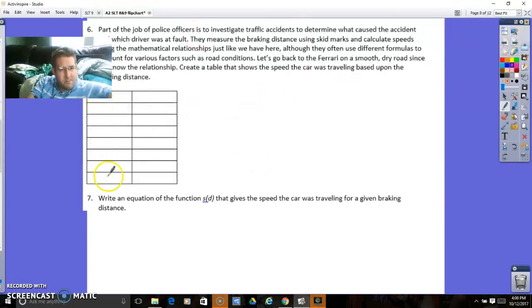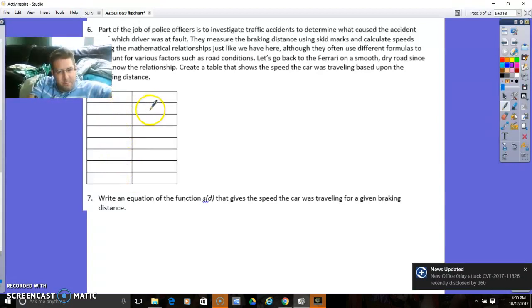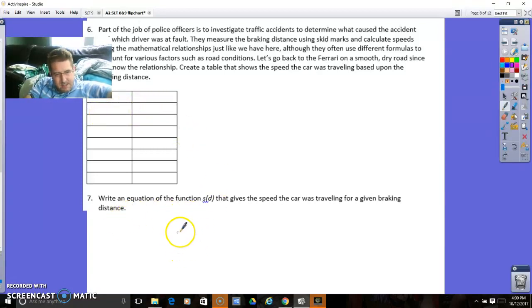So this is where we're going to do the inverse. Basically, I would do the exact same things I did before, only instead of putting 100 miles per hour, I'm going to put 300 feet and 100 miles per hour. So you're doing everything backwards. So the equation is going to be the inverse in this case.